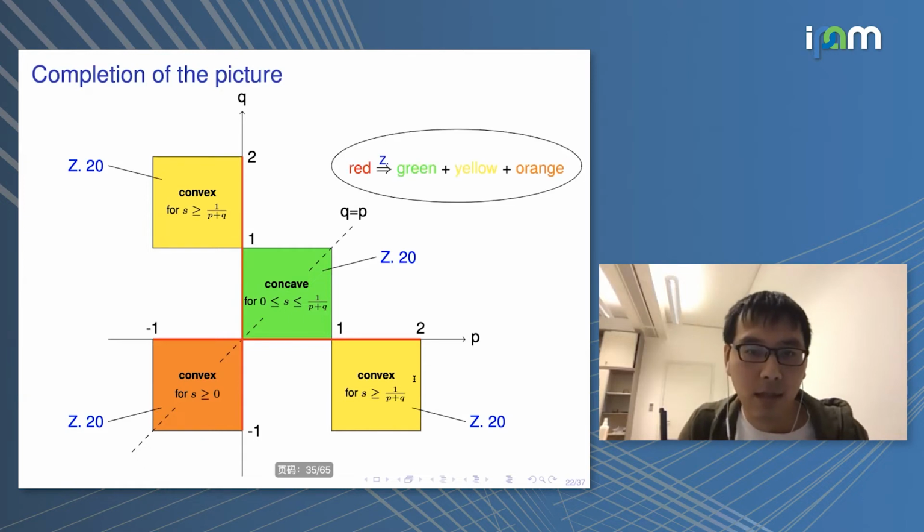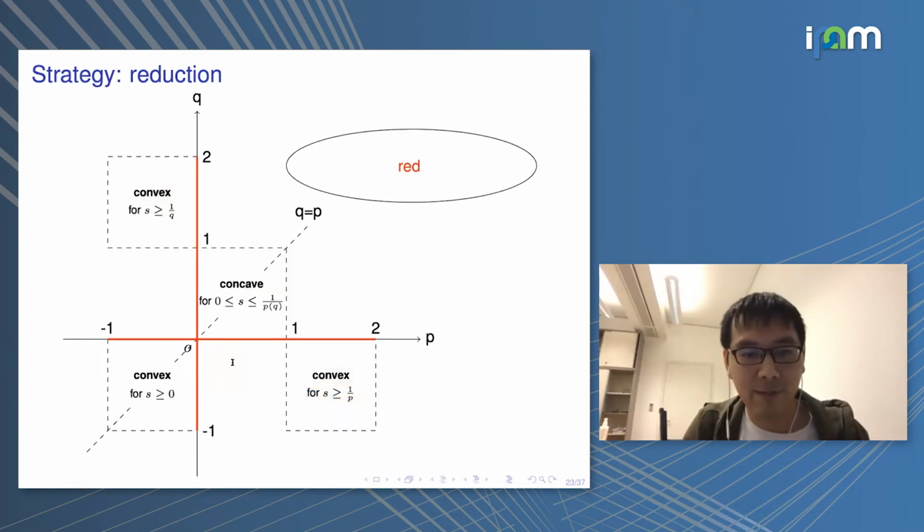And the strategy of this proof can be seen from this picture in a very naive way. The point is we want to reduce the problem on the green part, yellow part, and orange part to the result on the red line. The red line is just two intervals, actually one interval because of the symmetry. So the red part is just the interval -1 to 2. And our strategy is as follows.